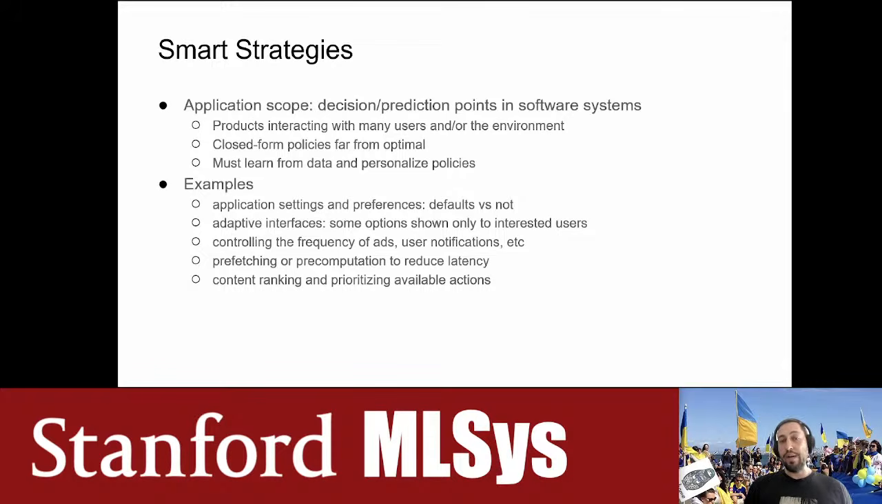In the presence of ads, controlling the frequency of ads, or even just user notifications is important and can be addressed through smart strategies. I will talk a little bit about prefetching and precomputation that reduces latency, but needs to be careful about bandwidth utilization. And I'll also discuss applications to content ranking and more generally prioritizing available data or actions.